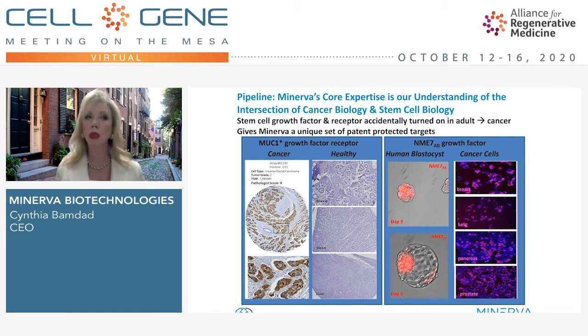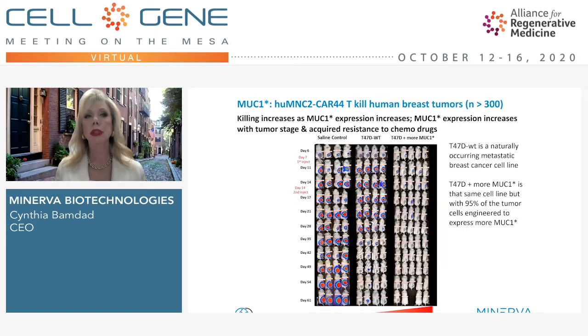So we have the CAR-T trial in the clinic right now against the growth factor receptor. And this is an example of our animal studies showing that the CAR-T cells eradicated the MUC1 star positive tumors in animals. And the more MUC1 star expressed by the tumor cells, the more efficient was the killing of the tumor.